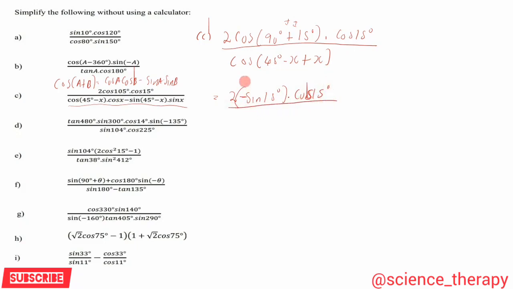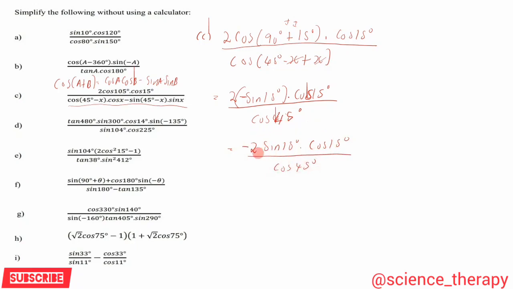Then over, we have this one, it becomes negative x plus x. They cancel out, so we are only left with this cos 45 degrees. So cos 45 degrees. Now, let's deal with this one. We have negative 2 sine 15 degrees and then cos 15 degrees over cos 45 degrees.